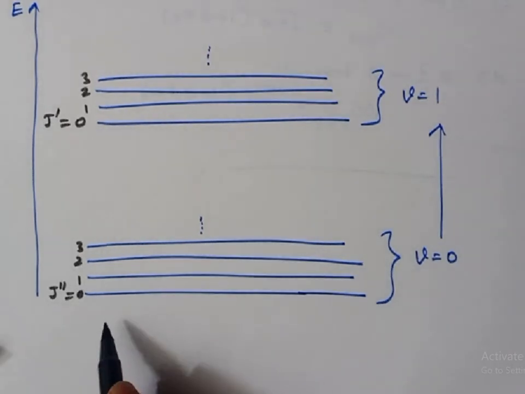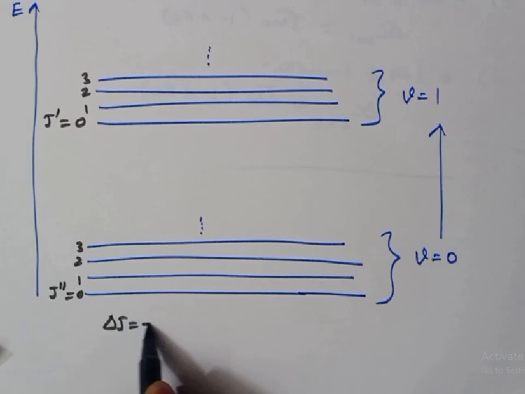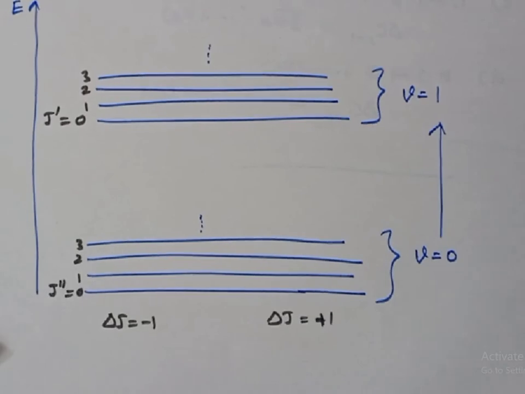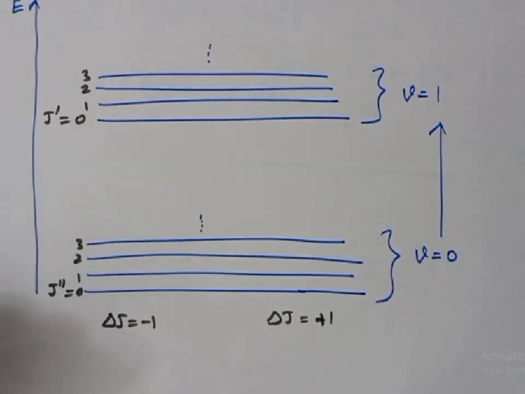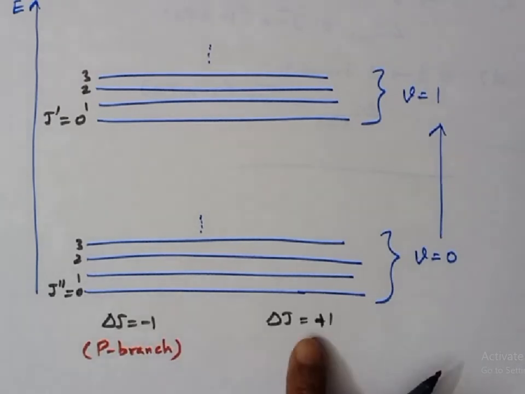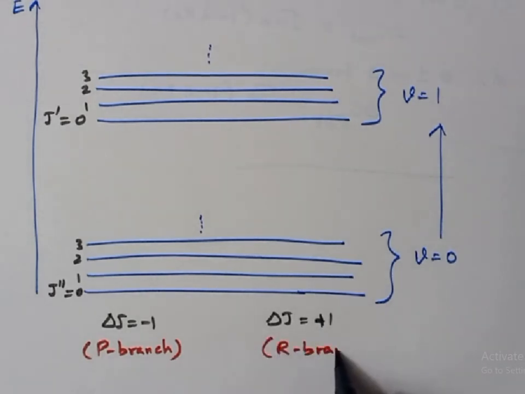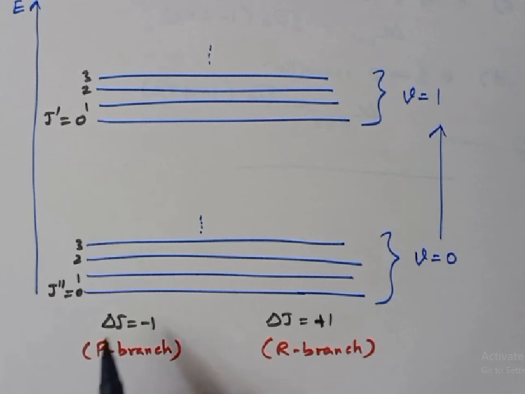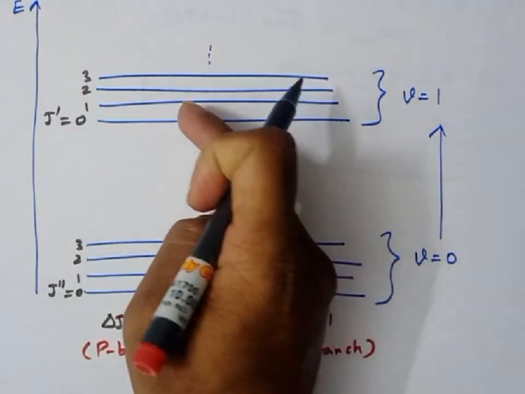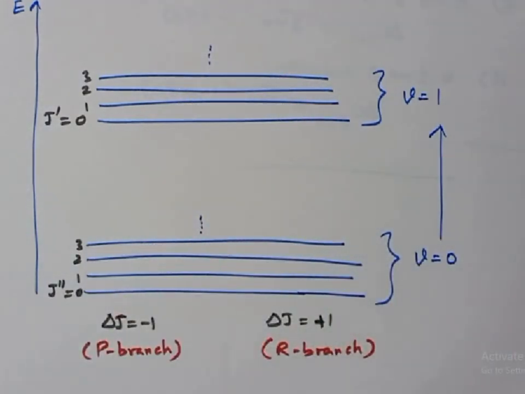No, sir. Now listen, students. Let me write delta J minus 1 this side and delta J plus 1 this side. For delta J minus 1, which branch line will we get? P branch. For delta J plus 1, we get R branch. For the P branch, delta J should be minus 1. What is delta J? Higher rotational state minus lower rotational state.